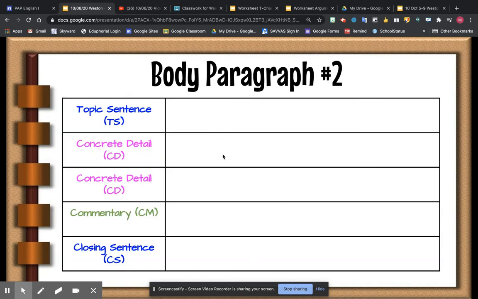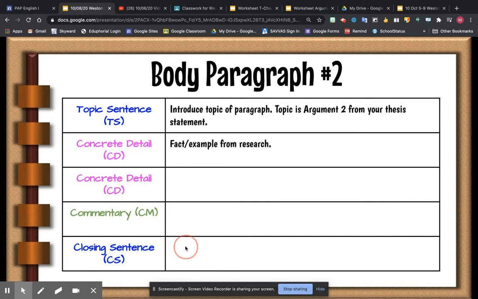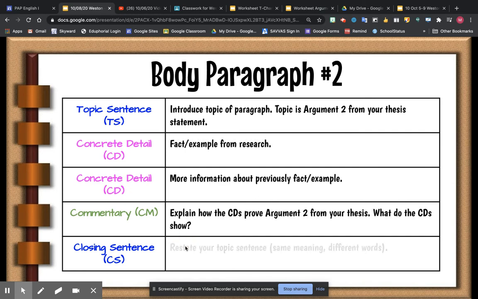So just a quick recap, we have the topic sentence, two concrete details, commentary, and closing. And again, each one of these boxes is only one sentence. You shouldn't be writing more than one sentence in each of these boxes. All right, and then talked about all that.